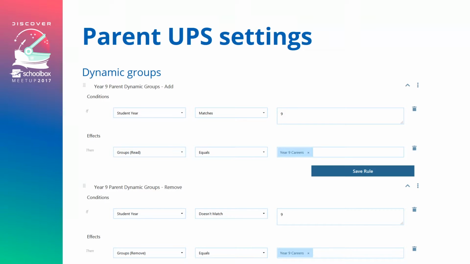So this is one of the other things we're doing with the dynamic groups for parents. One of the things the UPS lets you do for parents is you can have conditions or rules based on what year levels their students are in. So rather than having to manage things manually, you can make content available to the parents and make sure things are relevant to them. What we've got here is just a quick one: any parents of a year 9 student get added to the year 9 careers page, so they've got immediate access to the information that's relevant to them.